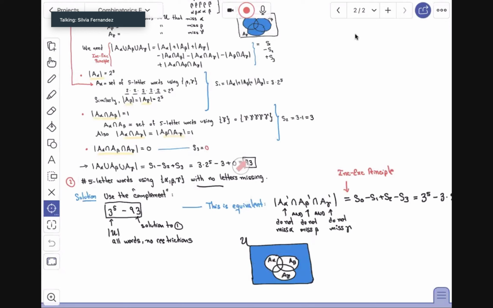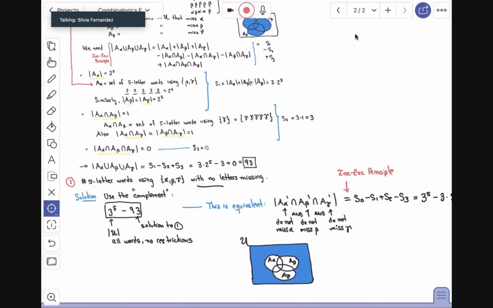So here we did the work for the union. Here we need the work for the complement. But we do have an alternative version of the inclusion exclusion principle that actually counts the complement. So this notation right here, it's exactly this blue region here.